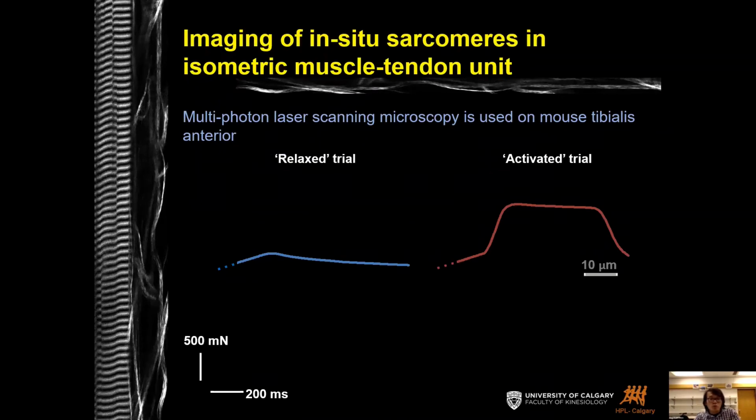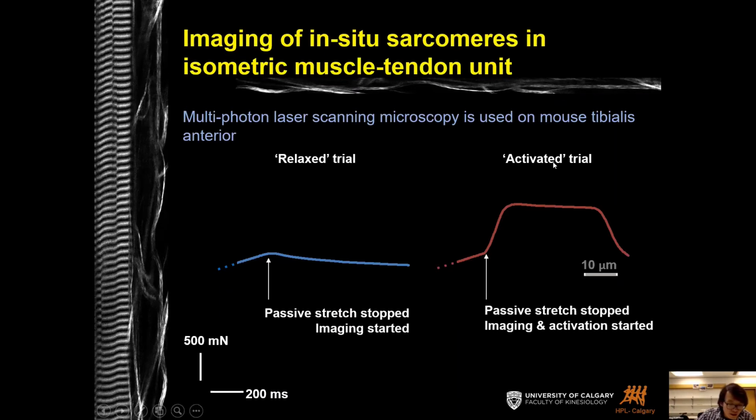To answer this question, we need to visualize sarcomeres in intact muscle. To do that, we used multiphoton laser scanning microscopy to perform second harmonic generation imaging of sarcomeres in the intact muscle. The intact muscle tendon unit of mouse tibialis anterior was connected to a motorized micromanipulator. The muscle tendon unit was held first at reference length and then stretched to 5 target lengths, during which sarcomeres were imaged. The two curves here show the force traces for the relaxed and the activated trials.